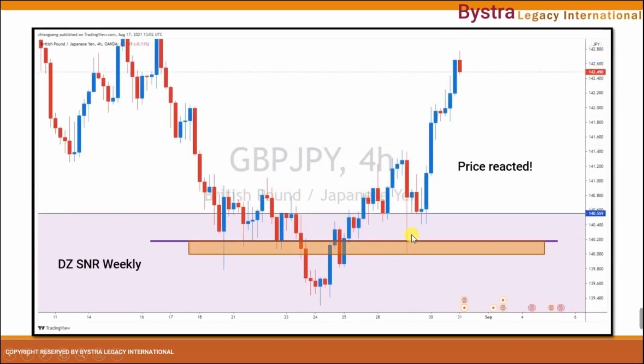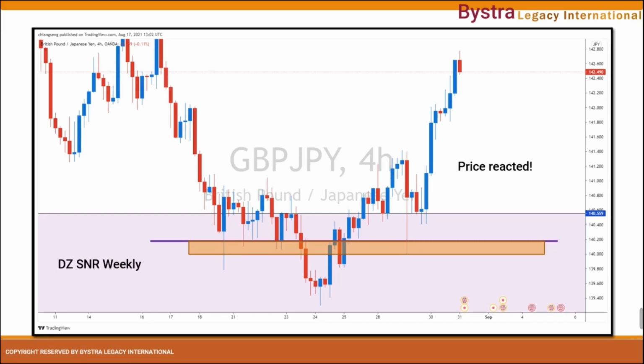As you can see, the price has reacted to our setup. Price comes down, takes our order and goes on a new uptrend. So that's all, guys. Simple, isn't it? Okay, this is the rejection for DZ SNR at the support.